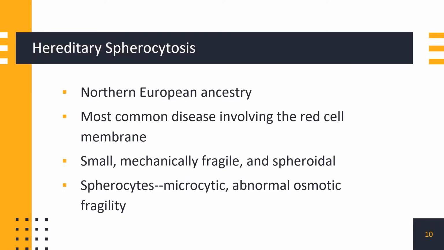Now I'm going to discuss hereditary spherocytosis. This condition is common among individuals who have a Northern European ancestry. It is the most common disease affecting the red cell membrane, and red blood cells of this condition often present as small, mechanically fragile, and spheroidal cells. The spherocytes, as the condition implies, appear microcytic, and they often demonstrate an abnormal osmotic fragility.